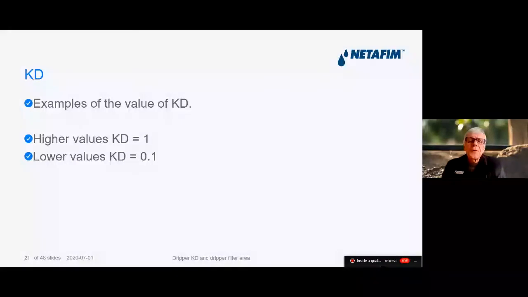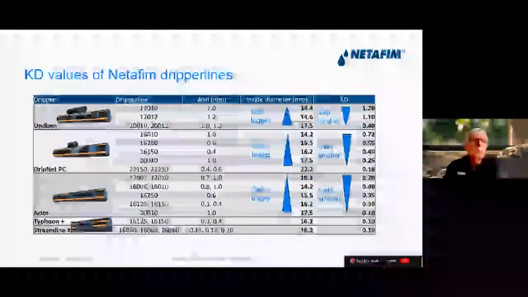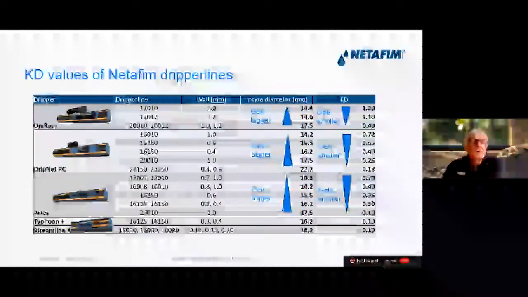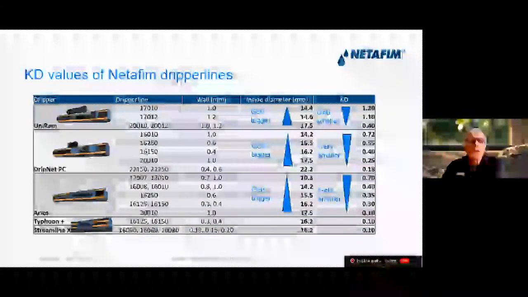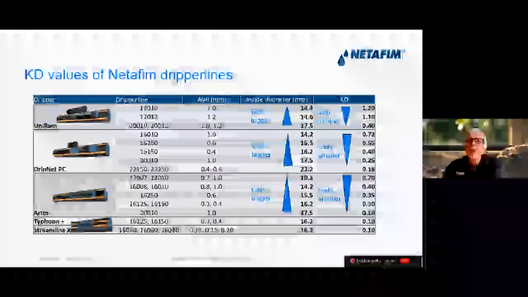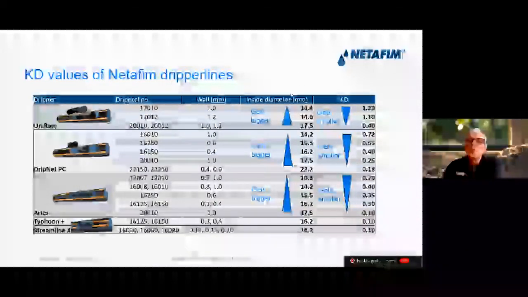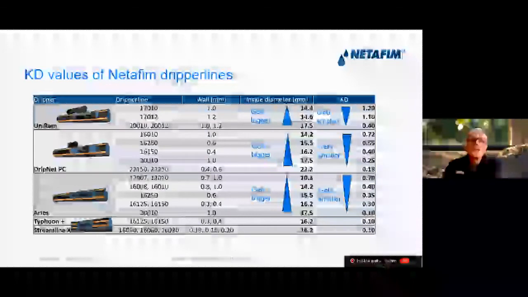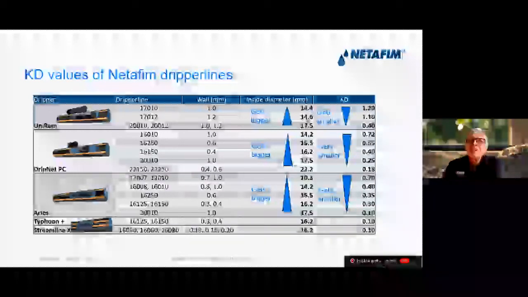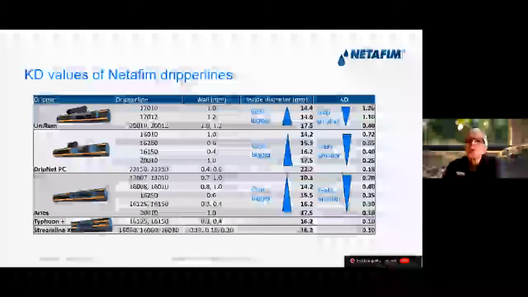Let's have a look at the 5 Netafim drippers: Uniram, DripNet PC in the left-hand column here, then Aries, Typhoon Plus, and Streamline X. Now I go over to the right-hand column. These are the KD values, and second from the right we have the internal diameters. So if we take Uniram, it goes into inside diameters that vary from 14.4 to 17.5 millimeters. So as the diameter increases, the KD value reduces.